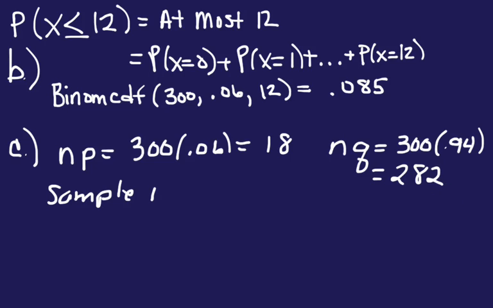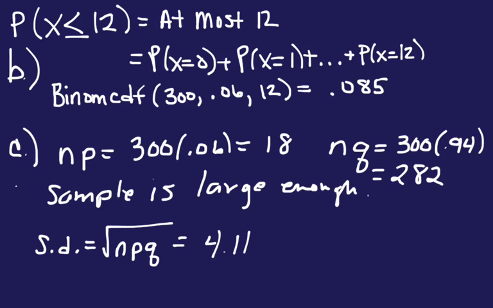And so that would say, because these are greater than or equal to 10, the sample is large enough to use the normal model. In addition to knowing what the mean is, which is 18, we need to know the standard deviation in order to find the z-score. So the standard deviation formula is here. It's n times p times q, and then we square root that value, and you're going to get 4.11.